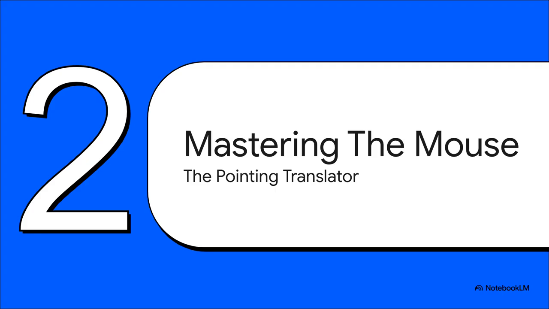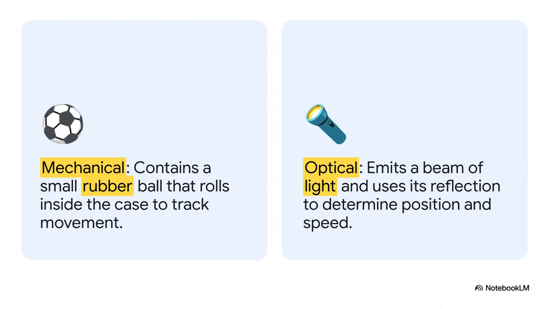If the keyboard is for talking in words, the mouse is for pointing, for interacting with the visual world on your screen. This little device completely revolutionized how we use computers. You know, for the longest time, mice had this little heavy rubber ball inside that would roll around and get all gunked up with dust. It worked, but yeah. Today, almost every mouse is optical. It shoots a tiny, invisible beam of light at your desk, and a sensor tracks the movement. It's way more accurate, and best of all, there's nothing to clean.